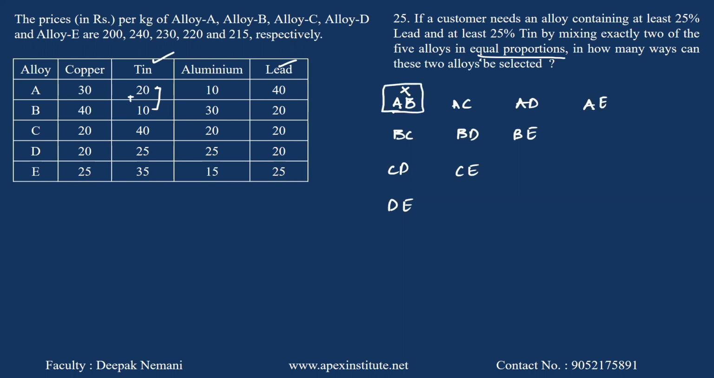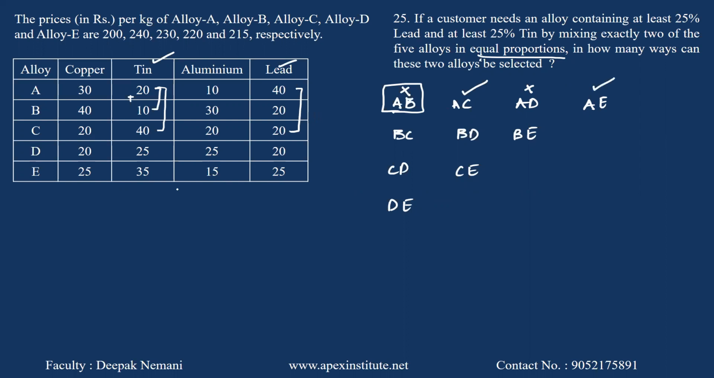Now if I take AC, 20 plus 40, 60, perfect. And 40 plus 20, 60, perfect. So more than 50. So AC, if you mix alloys A and C in equal proportion, you will get an alloy which has at least 25% lead and 25% tin. Now, if I consider AD, 20 plus 25, 45. No, this is not possible. Now, tin, A and D. So, this is 55 and this is 65.